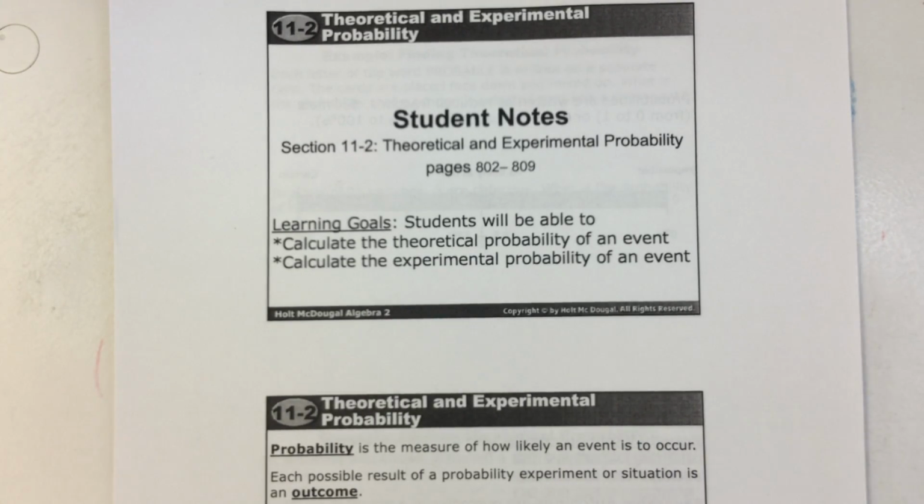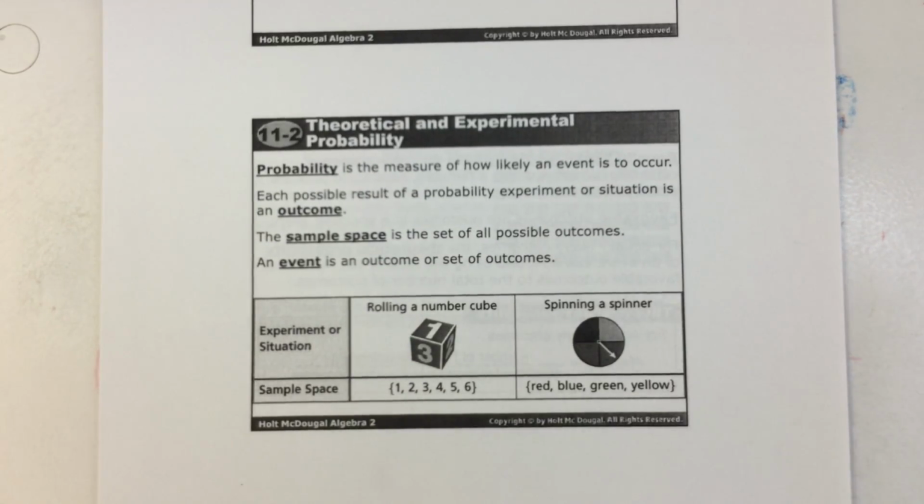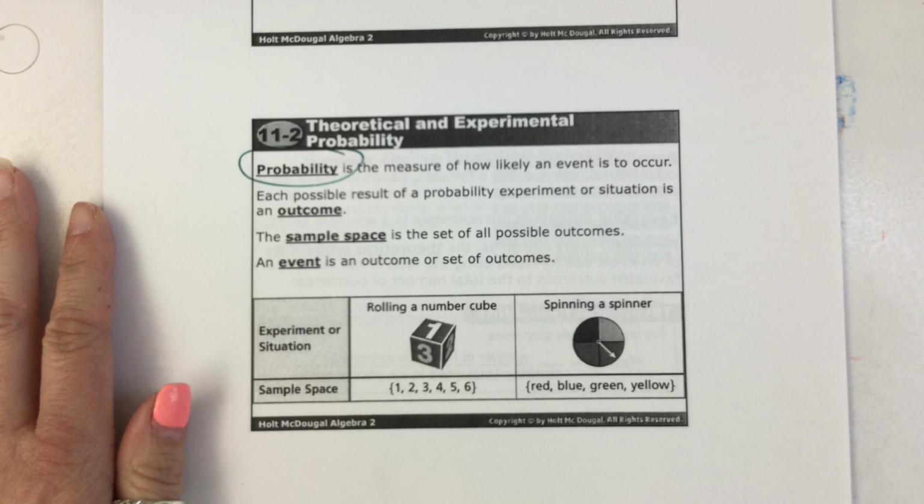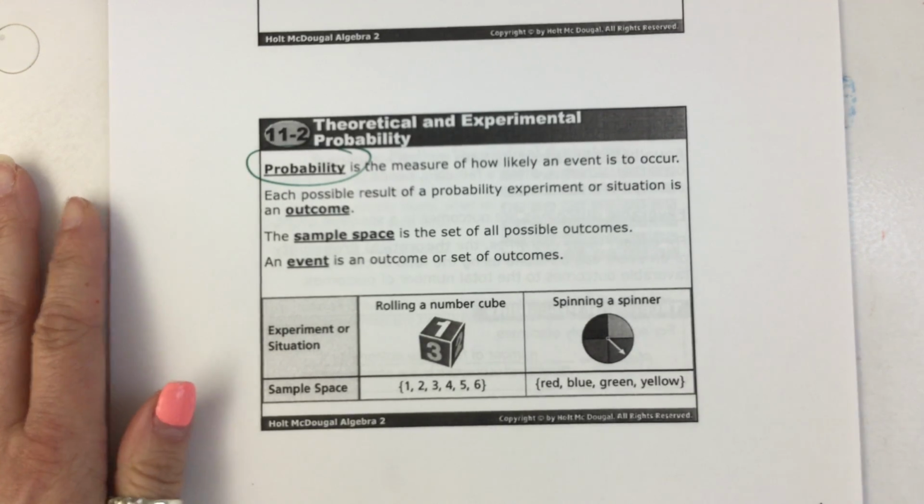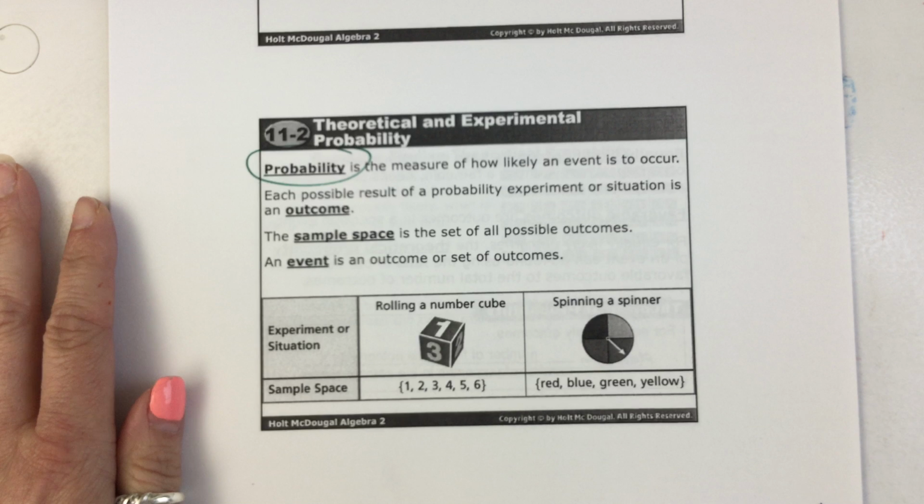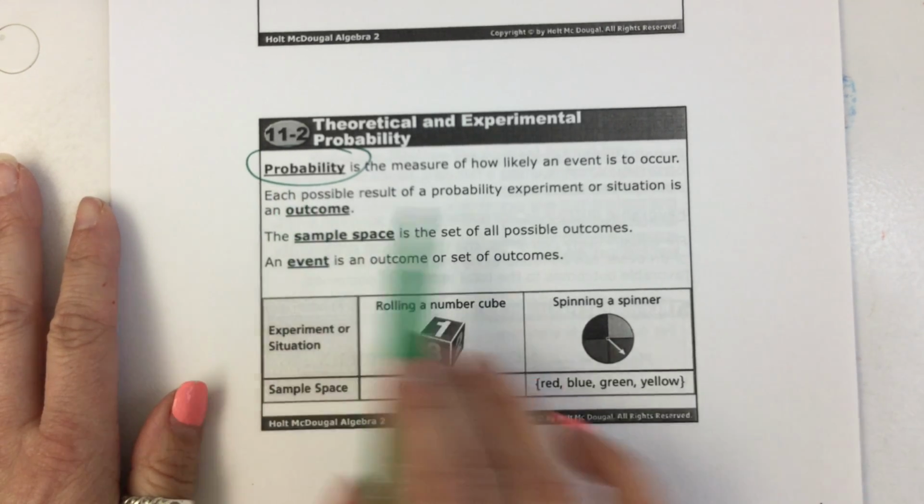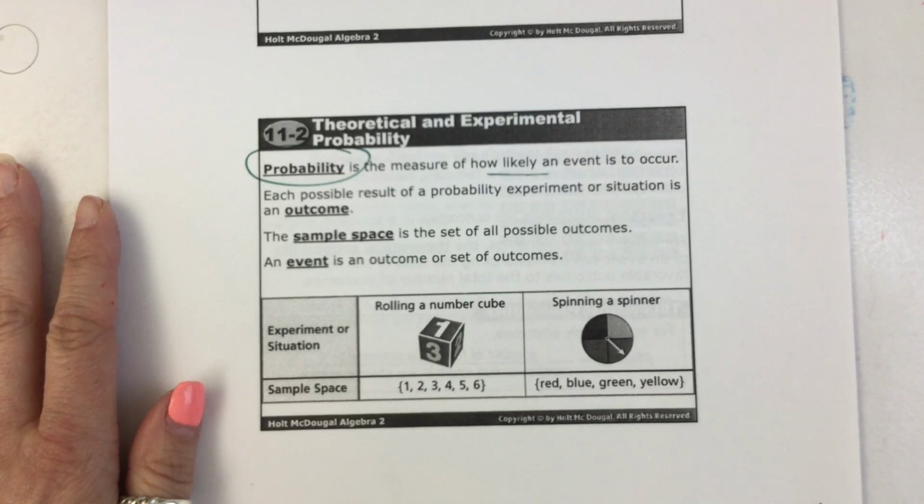Today in Algebra 2, we are going to look at the first part of section 11.2, where we will just learn a little bit more about probability. So when we talk about probability, it's the measure of how likely something is to occur. What is the chance that if you buy a lottery ticket, you are going to win? What is the chance if you're having a baby that it will be a boy or a girl? What is the chance if you roll a number cube that you will get a 1? So probability is just how likely something is to occur.